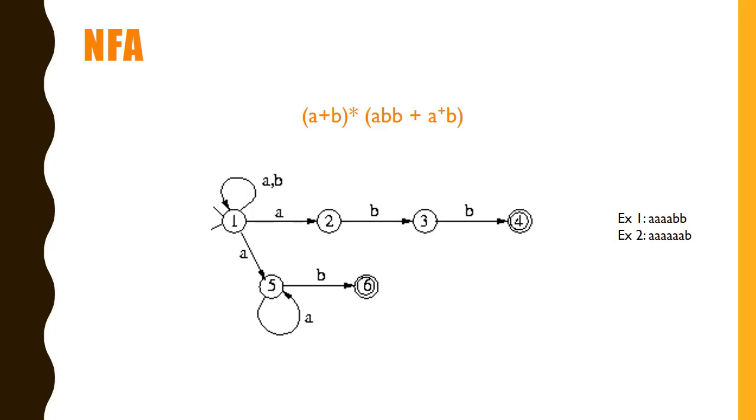And now we will take example number 2, in which we will stay at the first state on the first a, and then we will proceed to the fifth state on the second a, and we will stay at the fifth state till all the a's are finished, and then in the last when we have the single b, we proceed to the state 6, which is the final state. Hence both of the examples are accepted by the given NFA.